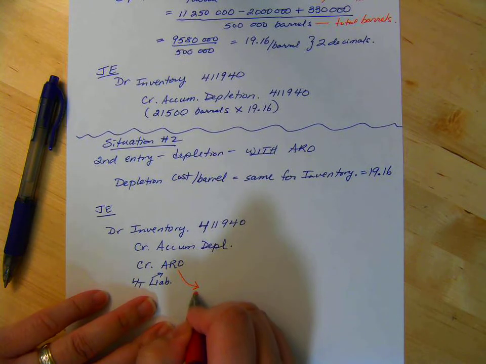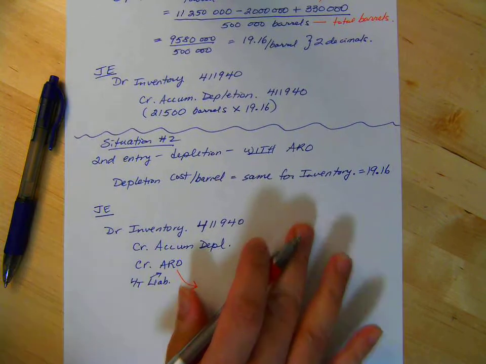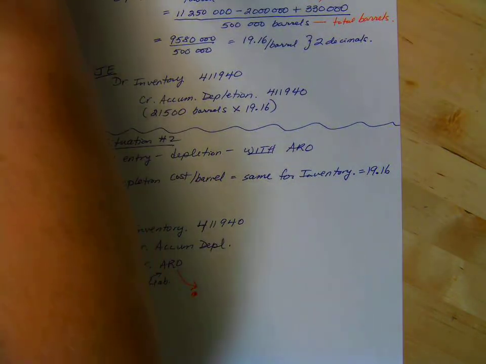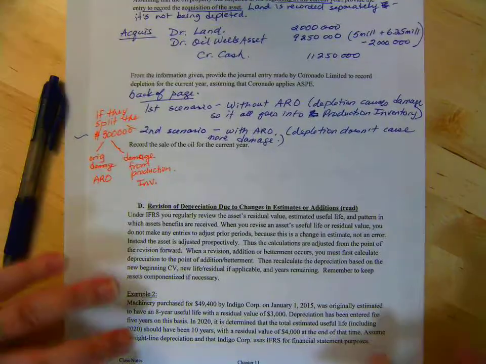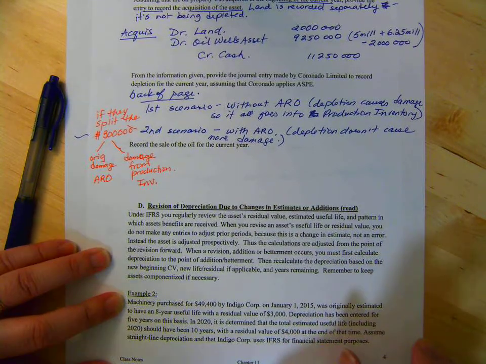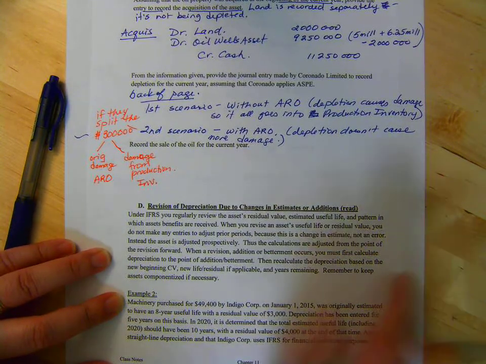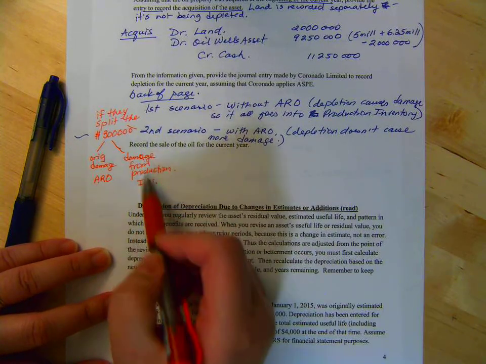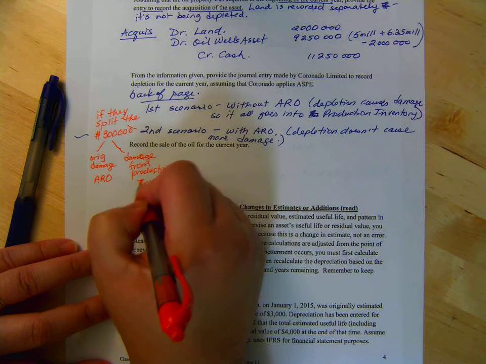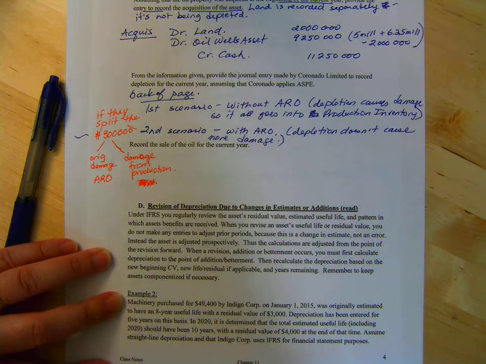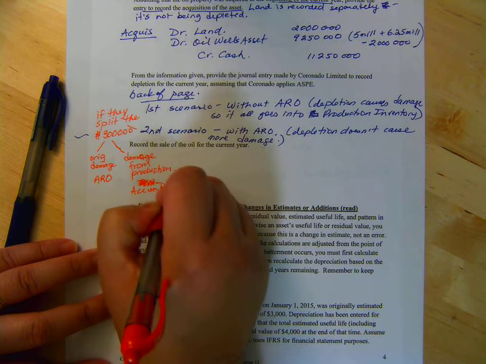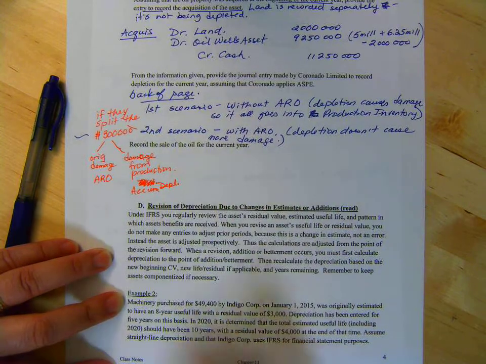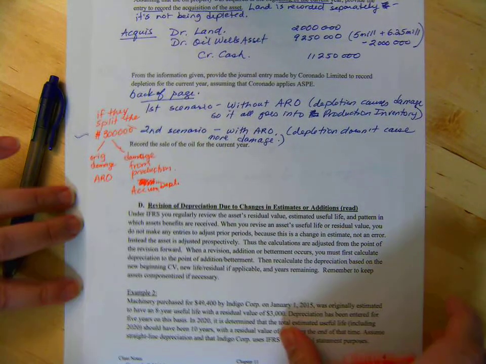Okay? So, oh, did I make a mistake on the other page? Yes, I did. You guys, I'm sorry. Let's go back to page 4. So, damage from production, this is on page 4, it doesn't go into inventory. Inventory holds both amounts. The damage from production goes into accumulated depletion. I'm sorry about that, you guys. And you'll see exactly here what we're doing.